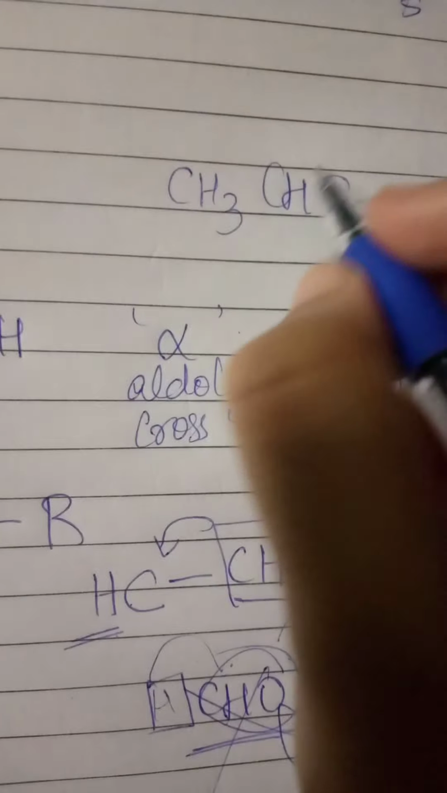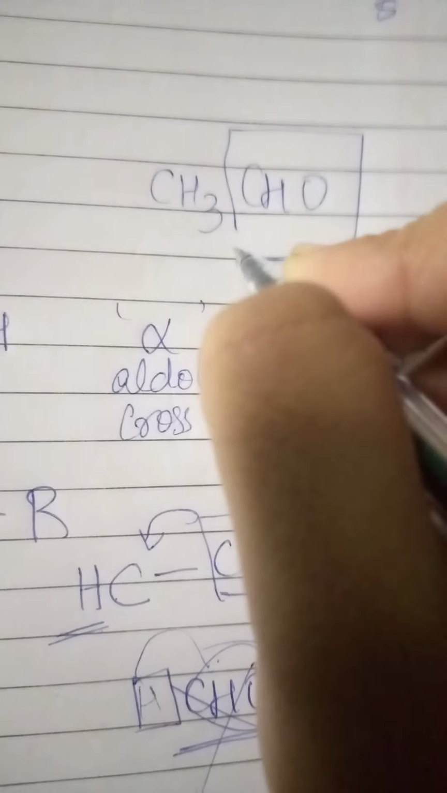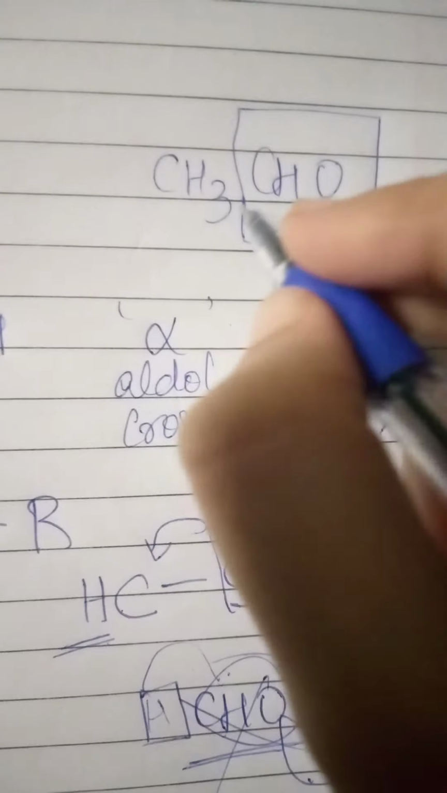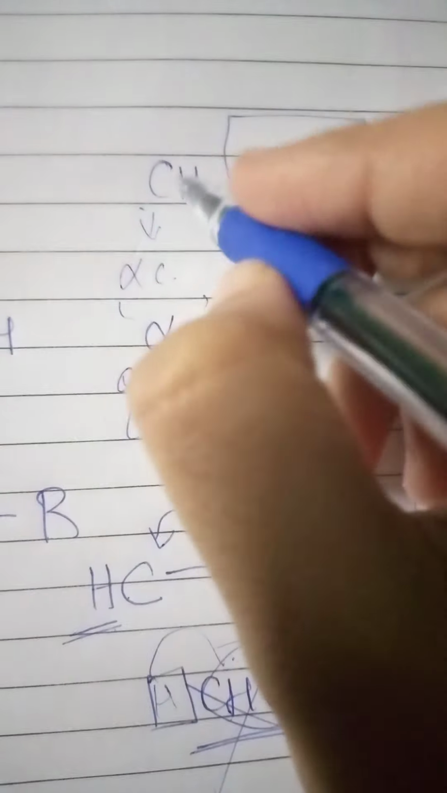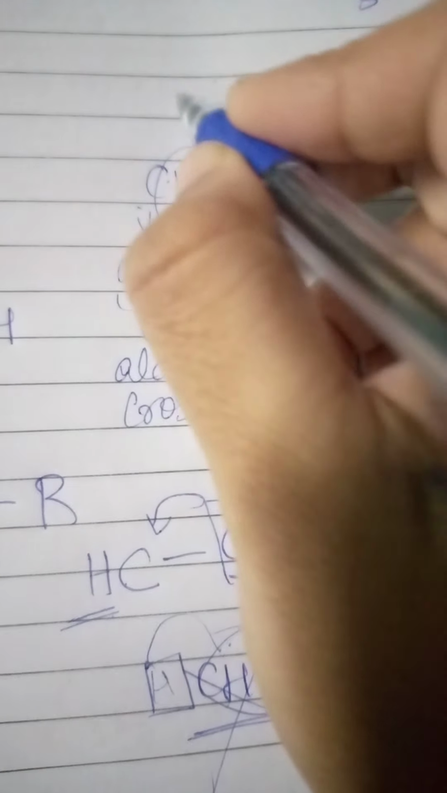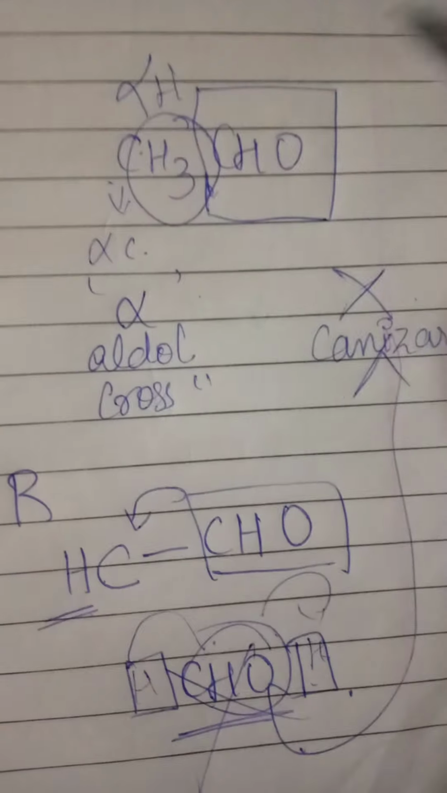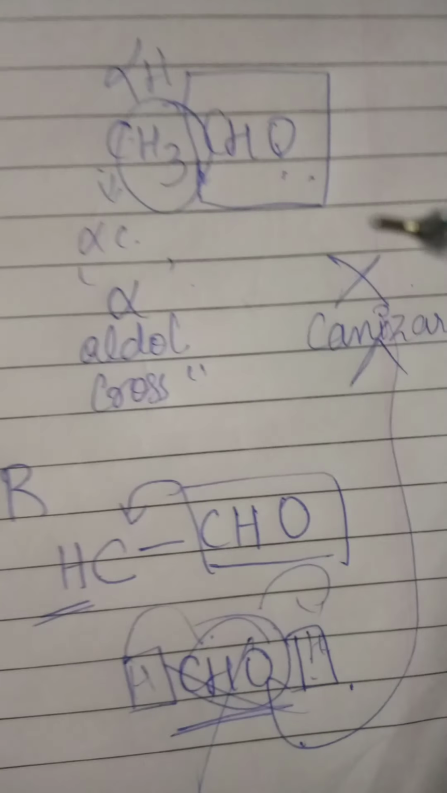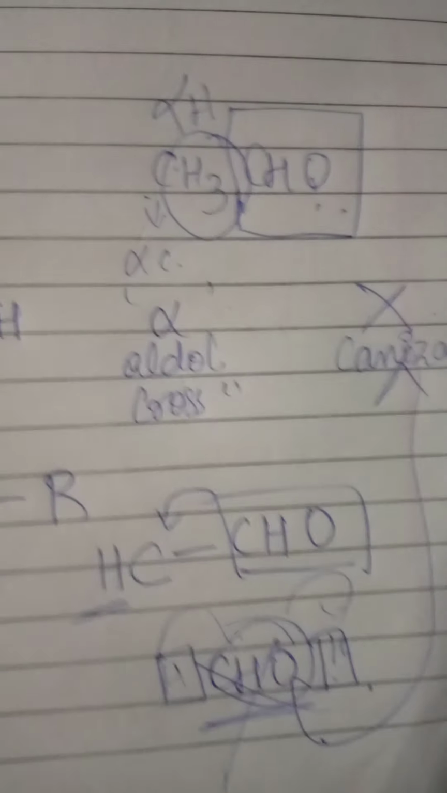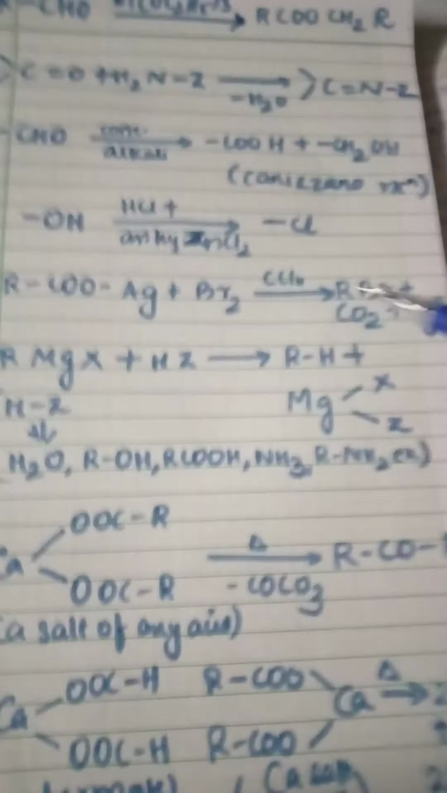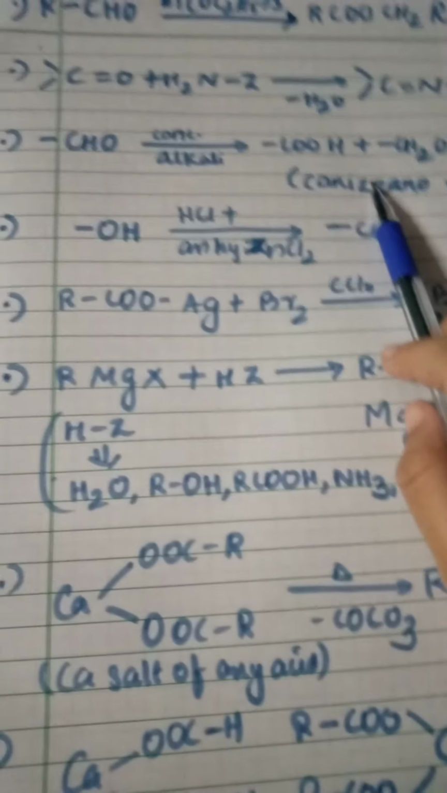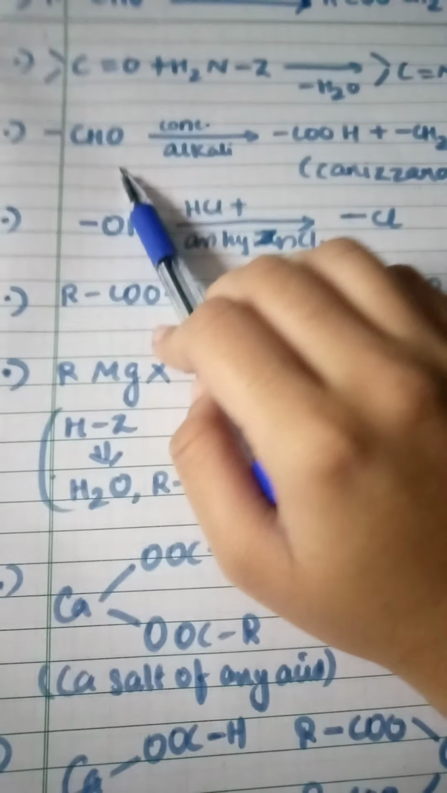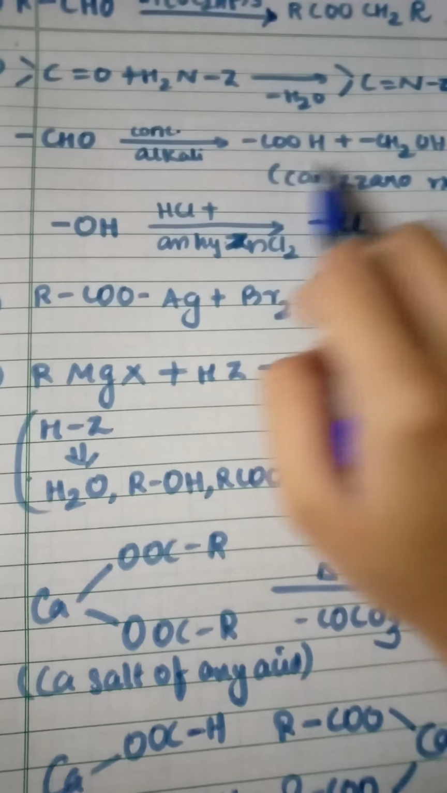For example, if I take another one, CH3CHO, this is the functional group. To this functional group one carbon is attached, and this carbon is called the alpha carbon. The hydrogen attached to this alpha carbon is called alpha hydrogen. So it can undergo aldol condensation as well as cross aldol condensation. Clear? So here we studied the Cannizzaro reaction. Here there is no alpha hydrogen atom, so it will be converted into acid and alcohol.